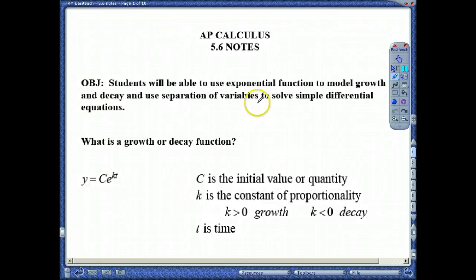Welcome to section 5.6, which is going to deal with our basic growth and decay functions. We're also going to learn something new involving solving differential equations. So the first thing we're going to talk about is our growth and decay functions. We have our basic growth and decay functions. You've seen them in different forms.